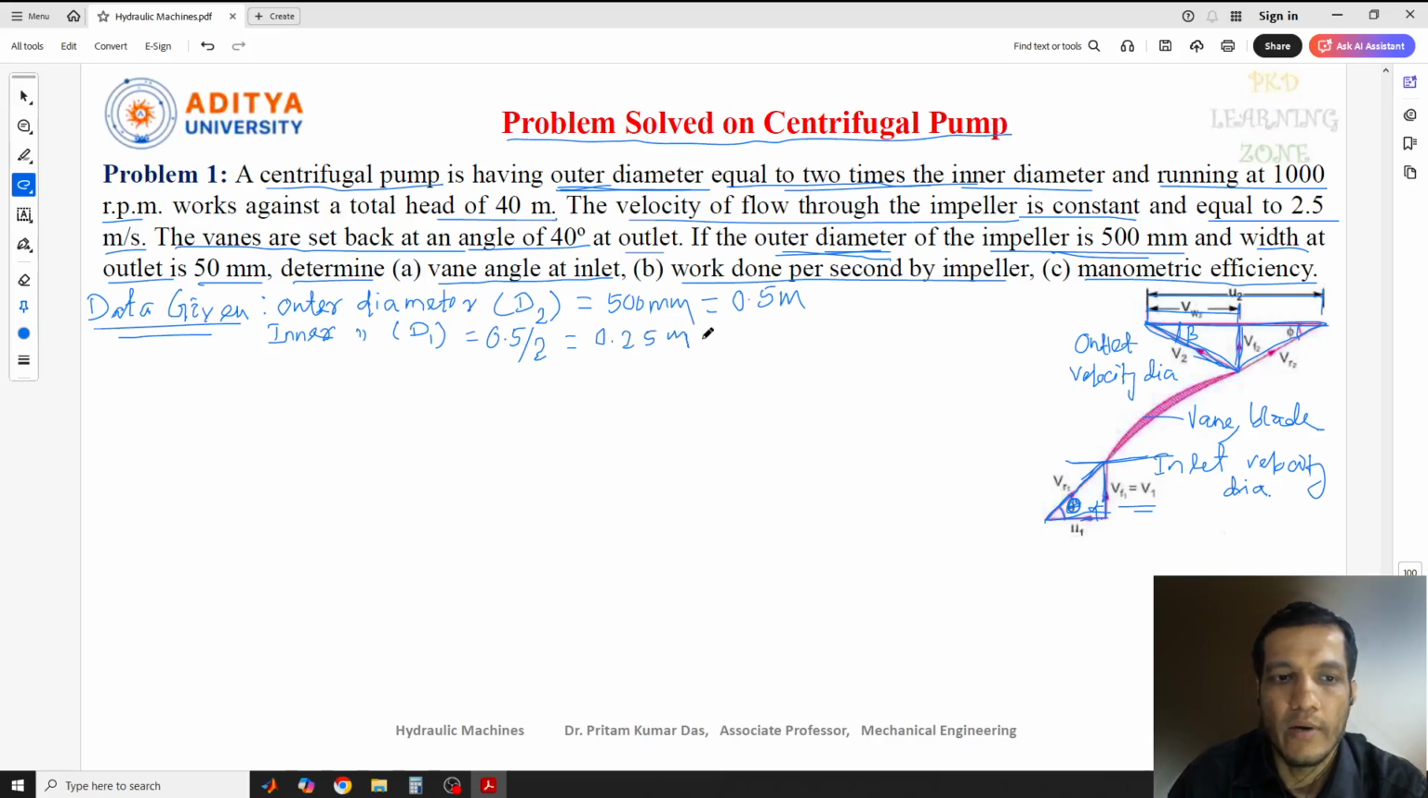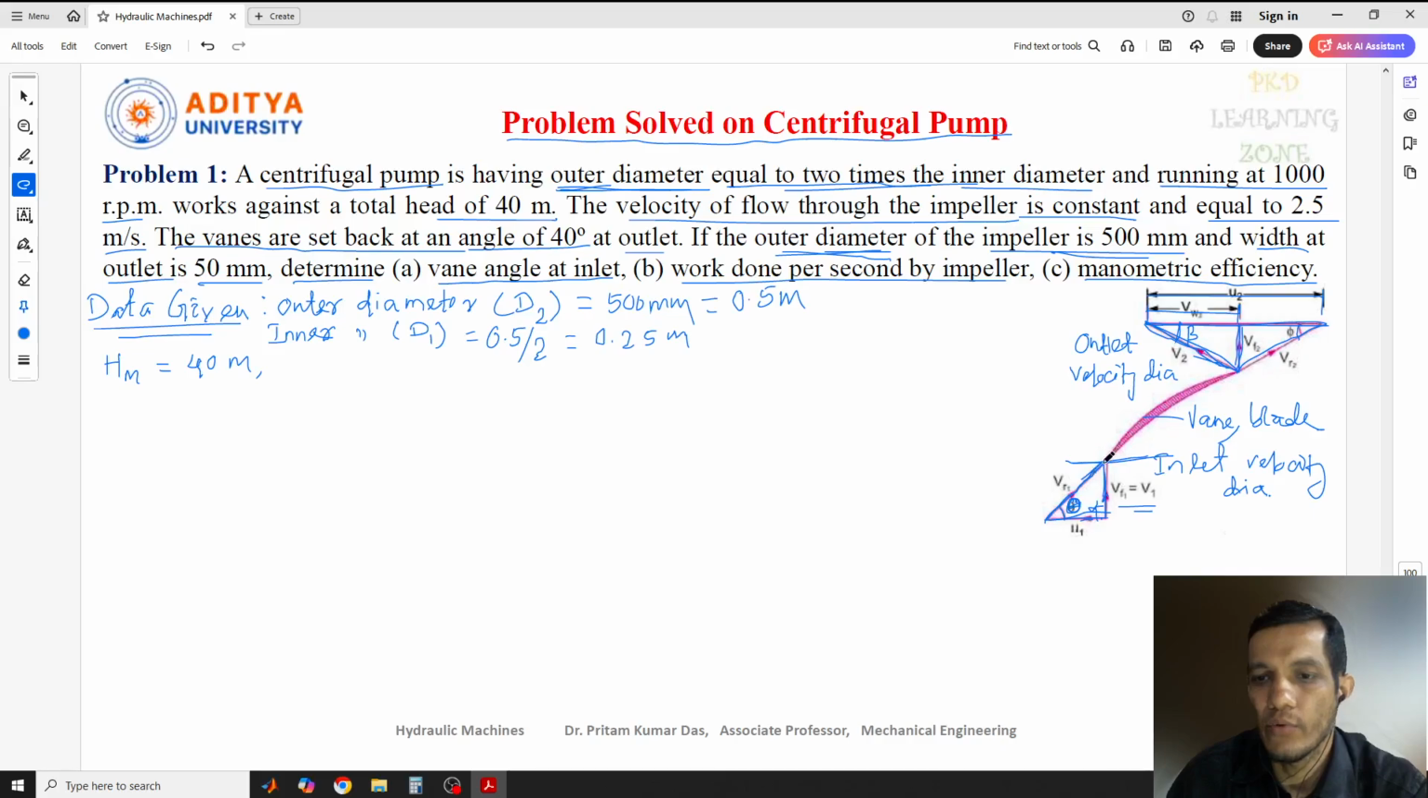This is our inner diameter. Now it works against a total head of 40 meter. So this total head of 40 meter is nothing but the head H, or we can write manometric head. This is 40 meter.